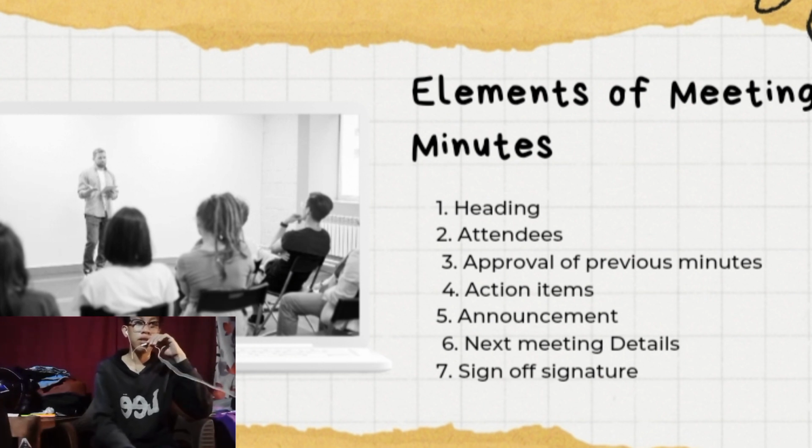And the last element of meeting minutes is the signed-off signature. The minutes of proceedings of a meeting must be signed off either by the person presiding at the meeting or by the person presiding at the next meeting. In addition to recording the time the meeting adjourns, the person who recorded the minutes should sign them, with the words submitted by followed by the signature.